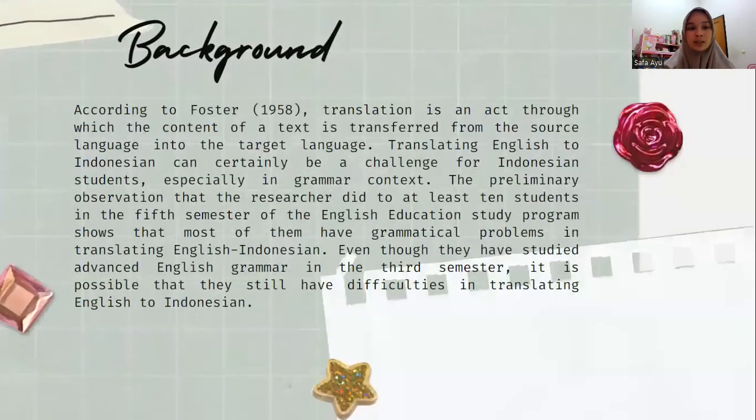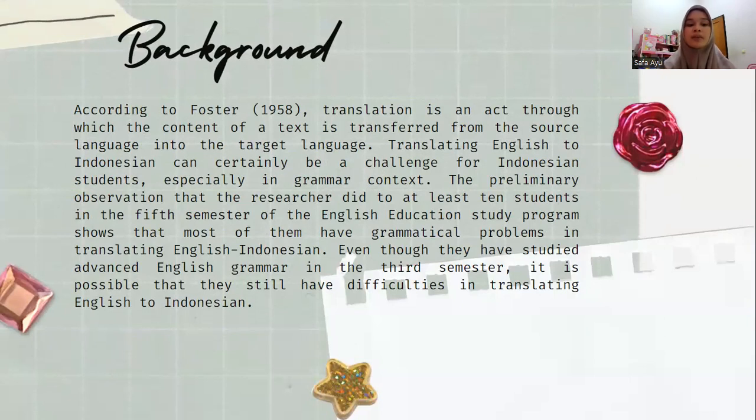The first one is the background, and this is the burning issue. According to Foster, 1958, translation is an act through which the content of a text is transferred from the source language into the target language. Translating English to Indonesian can certainly be a challenge for Indonesian students, especially in a grammar context.